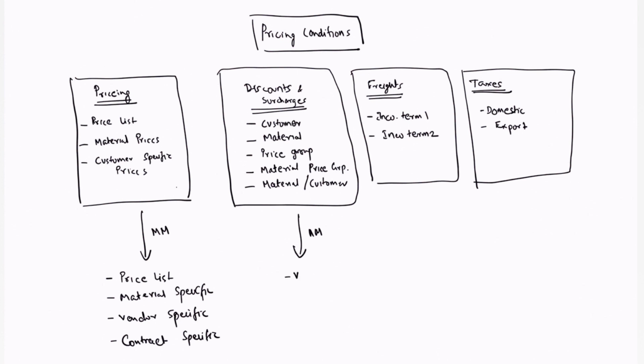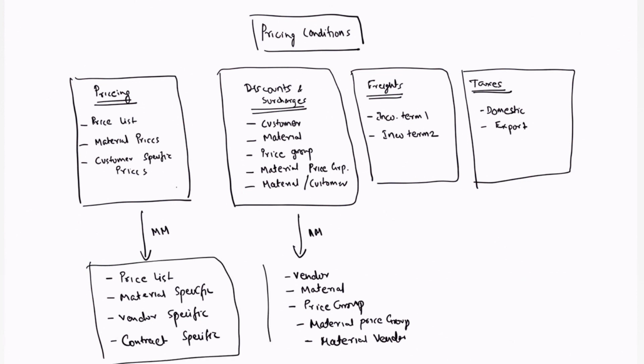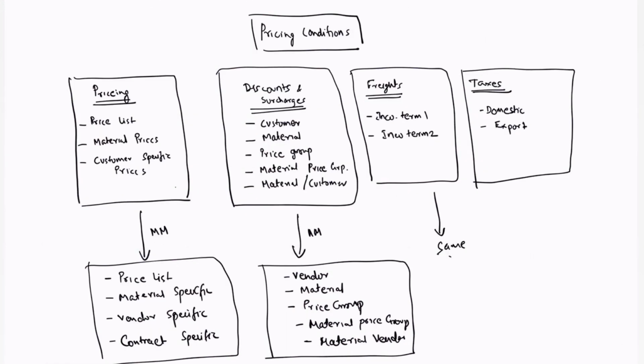Similarly, under discounts, you could have vendor specific discounts, which apply only to a specific vendor. You could have material specific discounts or surcharges, and price groups. Material price groups would be another one, and lastly would be material and vendor specific, so it's a combination of material and vendor. So they fall under the materials management side of it. It's almost the same as what you have in SD documents. When it comes to freight and taxes, I would say they are the same as above.